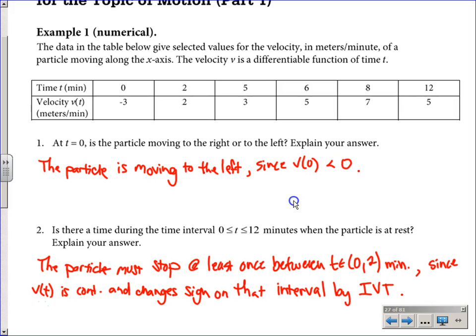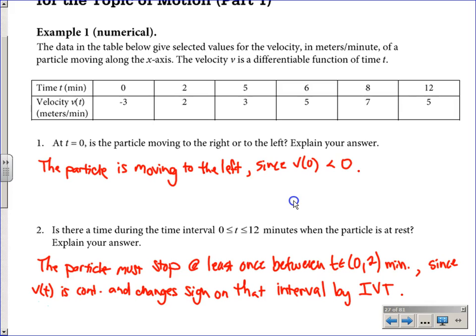Do I know any v primes? No. But can I play with slopes given points? Yes. It's called average versus instantaneous. Average approximates instantaneous. What's the formula for an average rate of change of something? S of b minus S of a over b minus a, change in S over change in t. That would be ds dt. That would be velocity. I don't want that. I want change in v over change in t. That would be average acceleration or average rate of change of velocity.